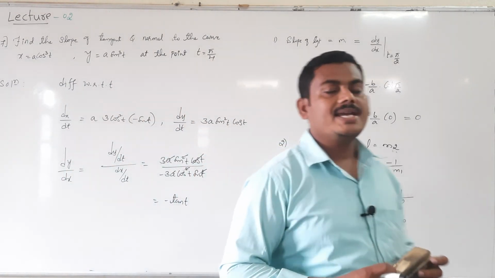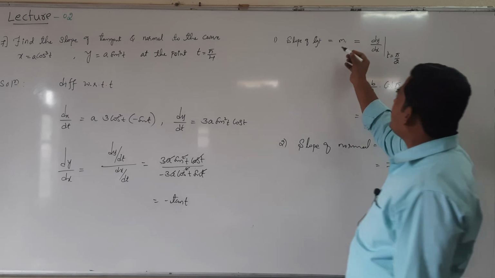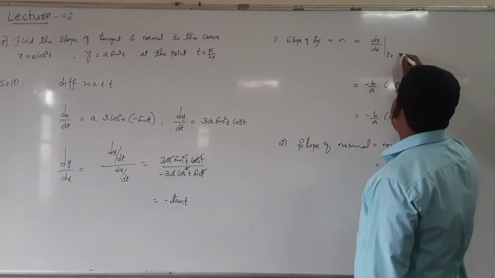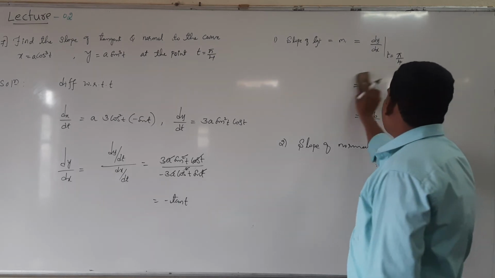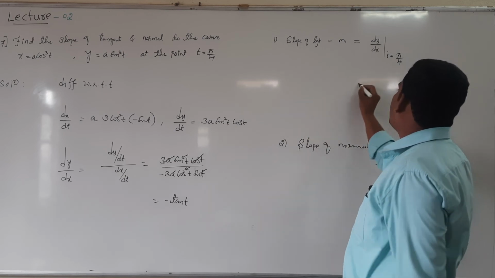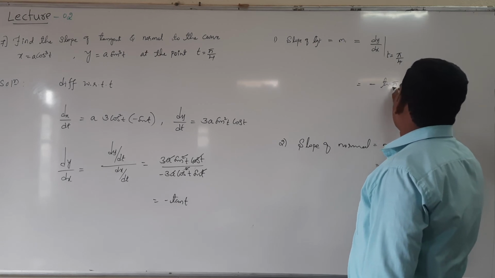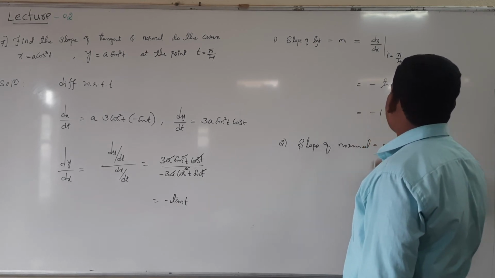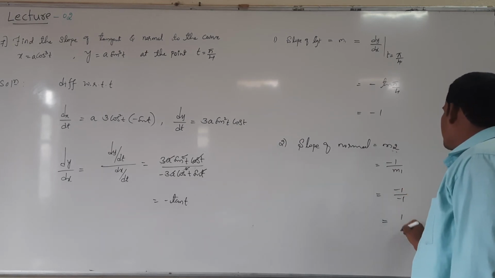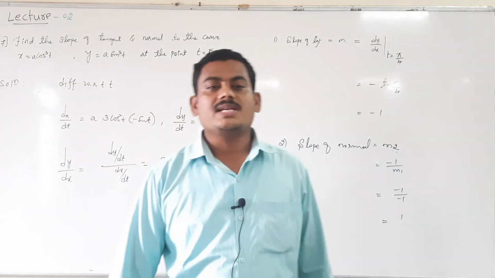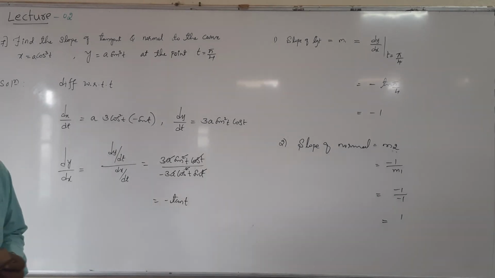Once you get dy by dx, then write slope of the tangent and slope of the normal. Slope of the tangent line m1 is equal to dy by dx at a given point. Given point is t equal to pi by 4, means minus tan pi by 4. Tan pi by 4 is 1, so that's equal to minus 1. Slope of the normal is minus 1 divided by minus 1, it will be plus 1. Slope of the normal line is plus 1, slope of the tangent line minus 1.